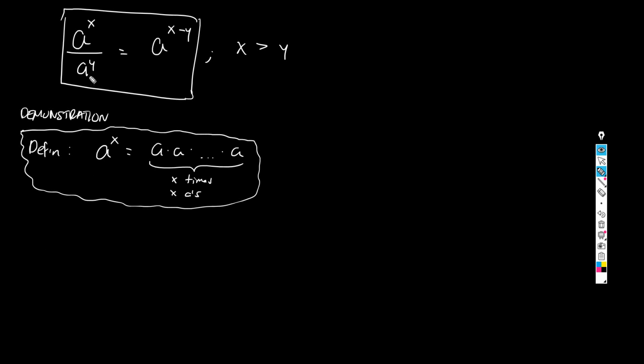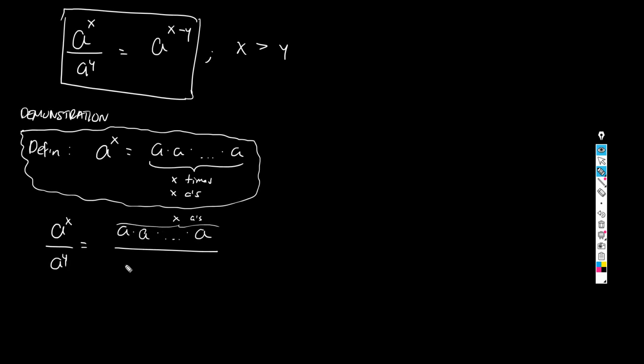So let's begin. I'm going to first write the left side of this equation, and once again, I'm going to apply the definition. A to the x is by definition all of this, a times a times ... times a. How many times? We have x a's in here. And all of this is being divided by a to the y.